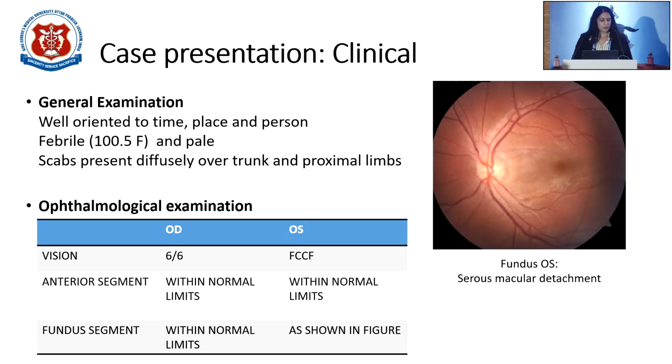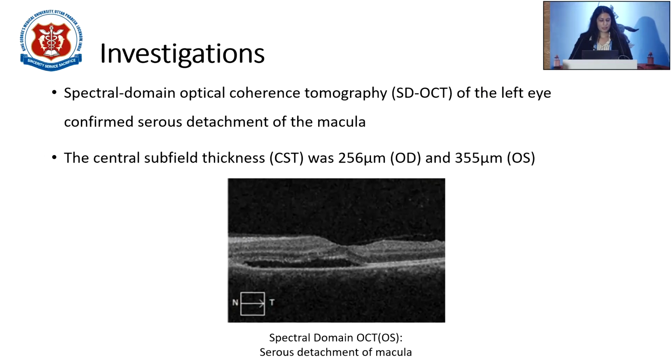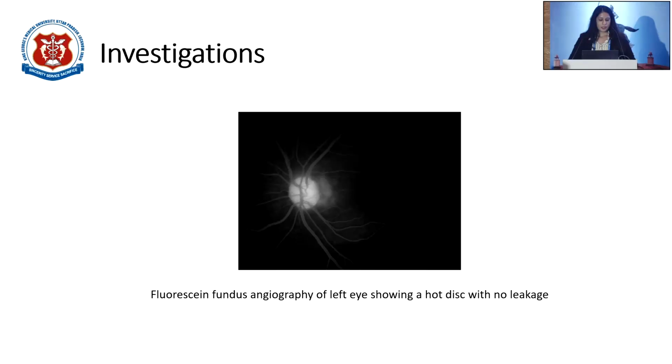For the left eye, the patient had a severe diminution of vision, with a vision of finger count close to face. The anterior segment was unremarkable, and the fundus findings are shown in the figure, where we can see retinal folds which demonstrate serous macular detachment. An SD-OCT was done, and that confirmed the finding of macular detachment with a central subfield thickness of 355 micrometers. A fundus fluorescein angiography was done, which showed a hyperfluorescent disc.